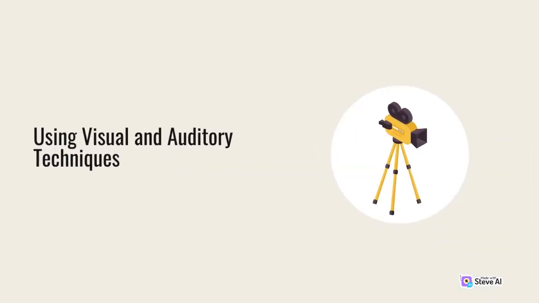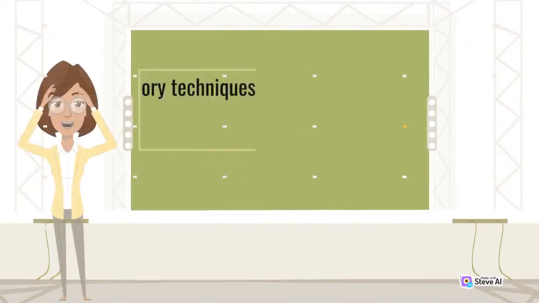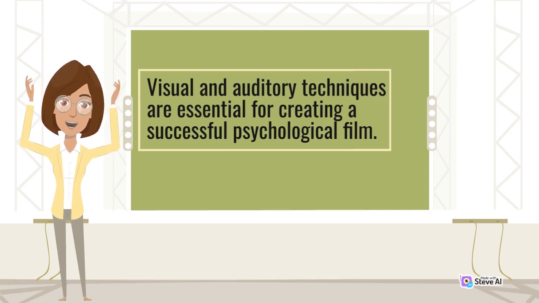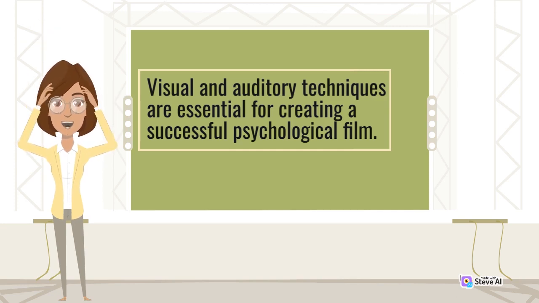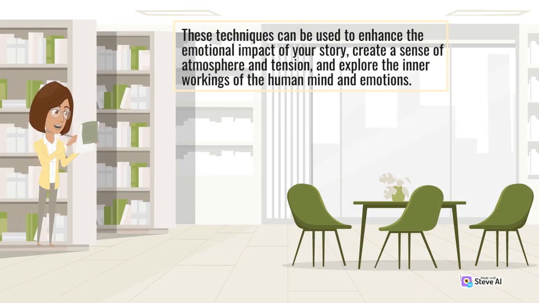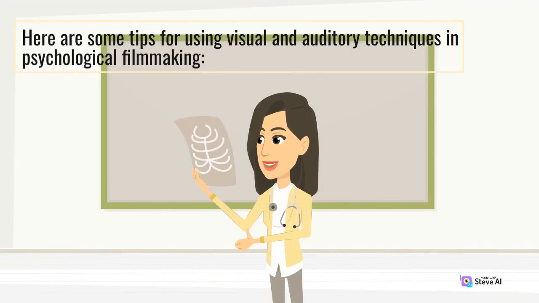Using visual and auditory techniques. Visual and auditory techniques are essential for creating a successful psychological film. These techniques can be used to enhance the emotional impact of your story, create a sense of atmosphere and tension, and explore the inner workings of the human mind and emotions. Here are some tips for using visual and auditory techniques in psychological filmmaking.